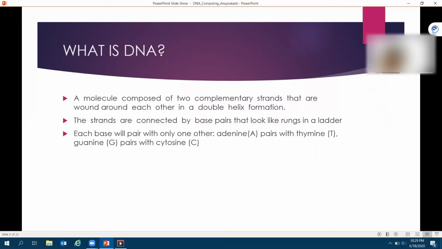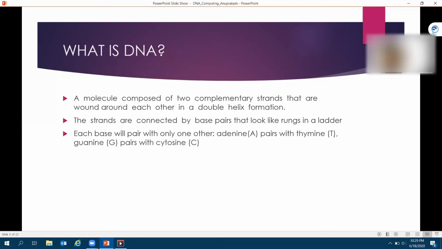So basically, adenine gets connected to thymine and guanine gets connected to cytosine. A connects to T, T connects to A. Similarly, G connects to C and C connects to G. We will not see any case where adenine is connected to cytosine or guanine, or thymine connected to guanine or cytosine. So it is always A connected to T or T connected to A, and G connected to C and C connected to G.